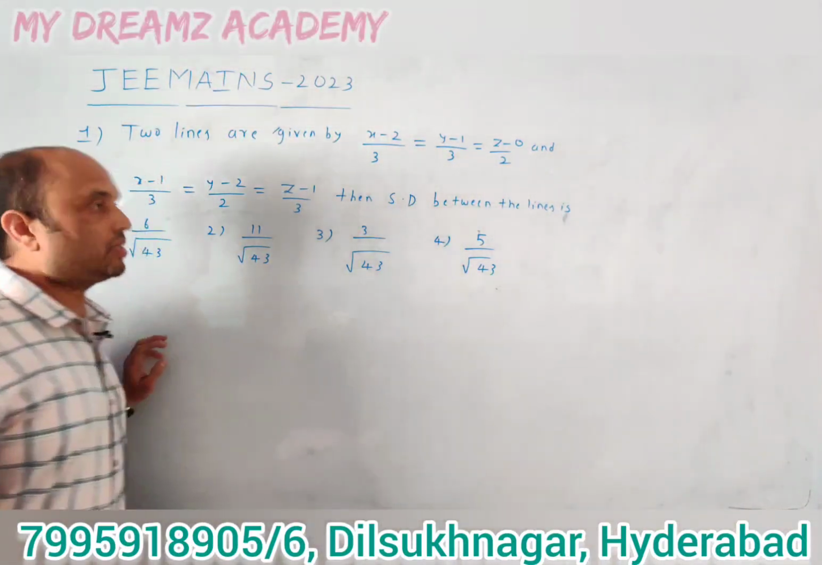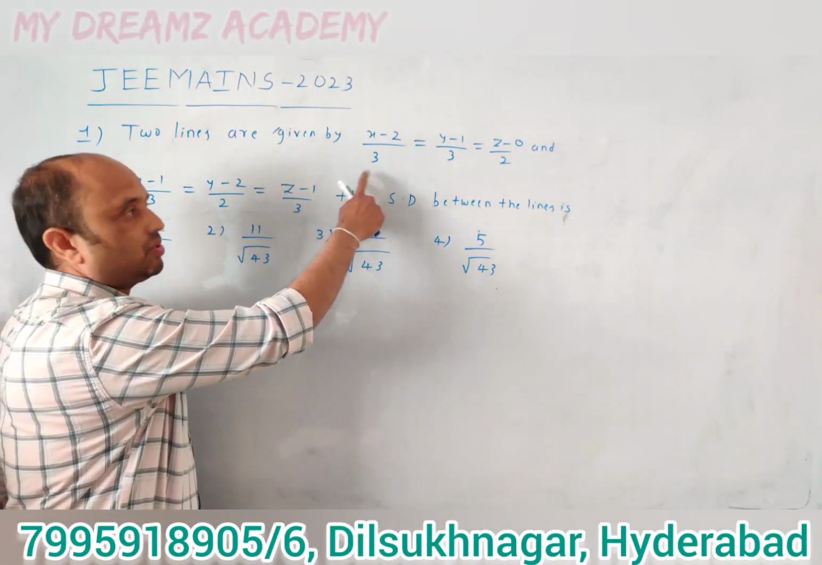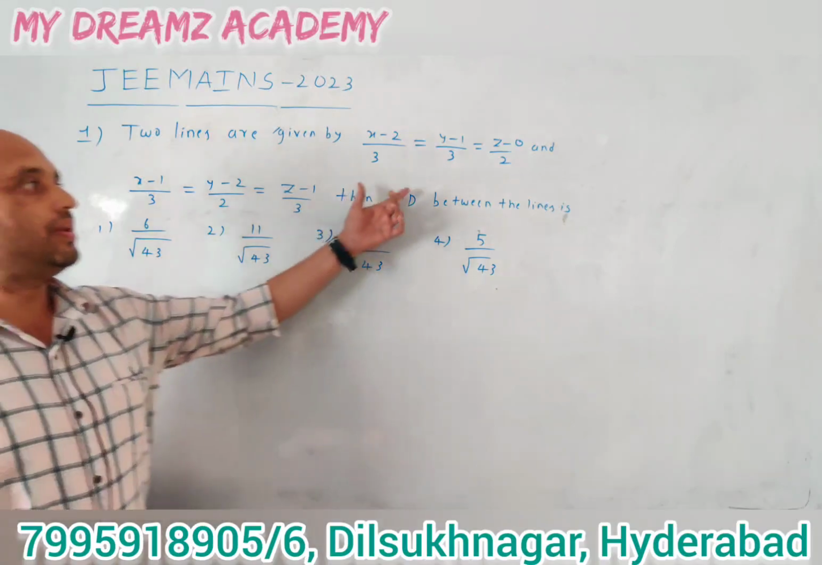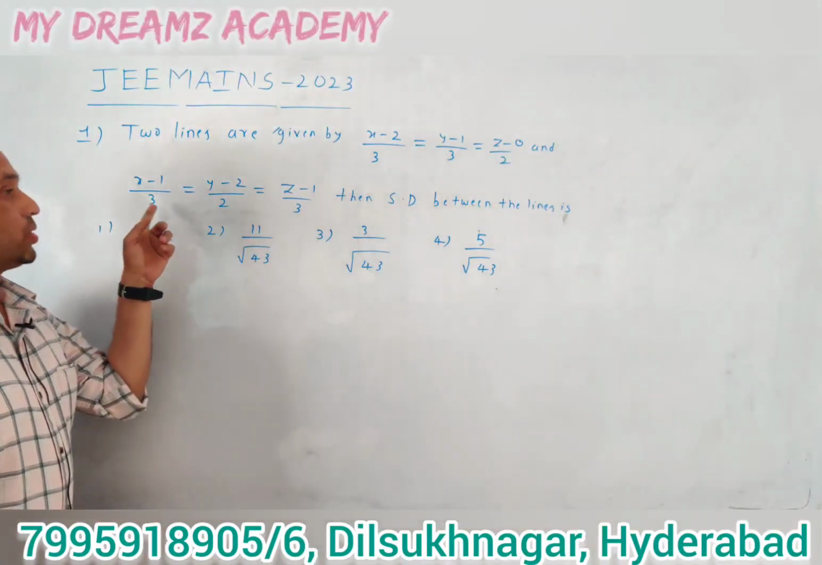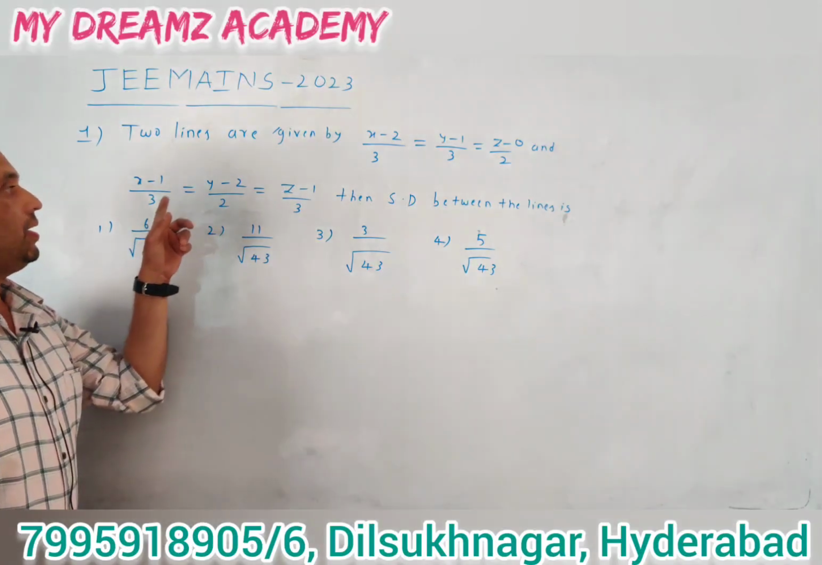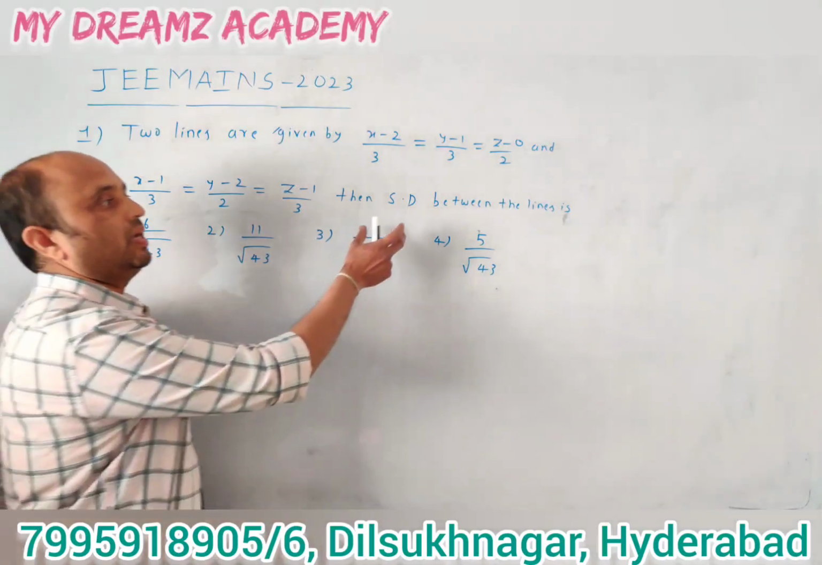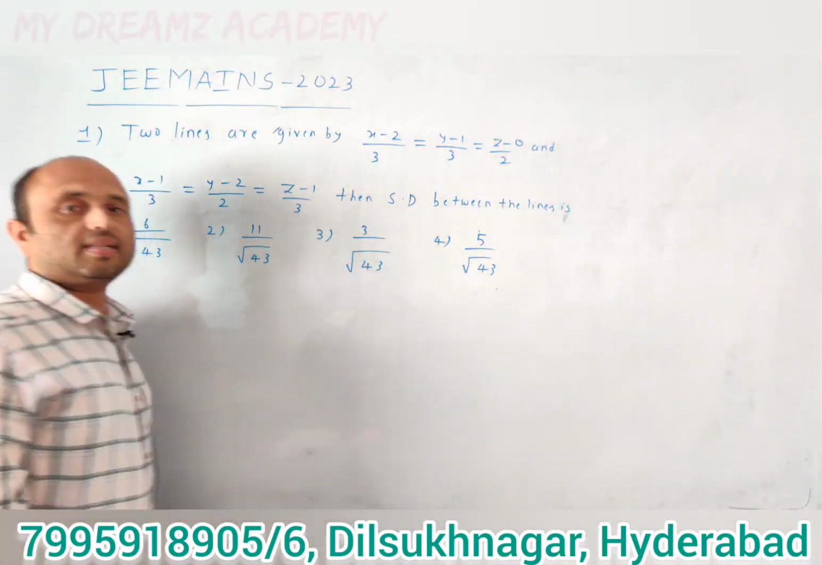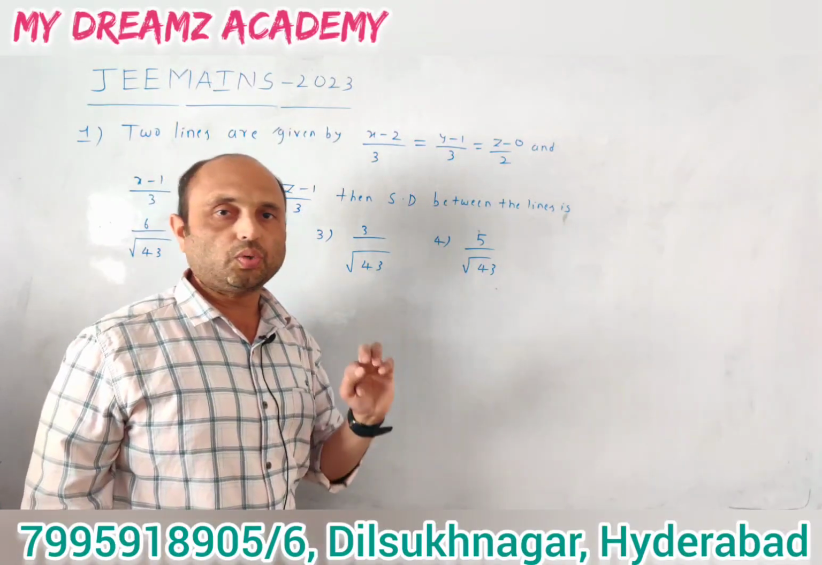The first question is: two lines are given by (x minus 2)/3 = (y minus 1)/3 = (z minus 0)/2, and the second skew line (x minus 1)/3 = (y minus 2)/2 = (z minus 1)/3. Then find the shortest distance between these lines. So here we want to find the shortest distance between these two skew lines.